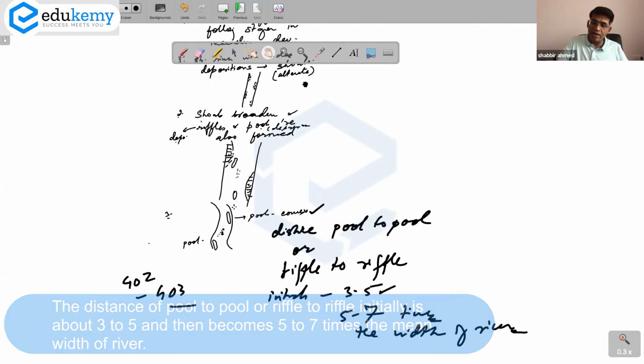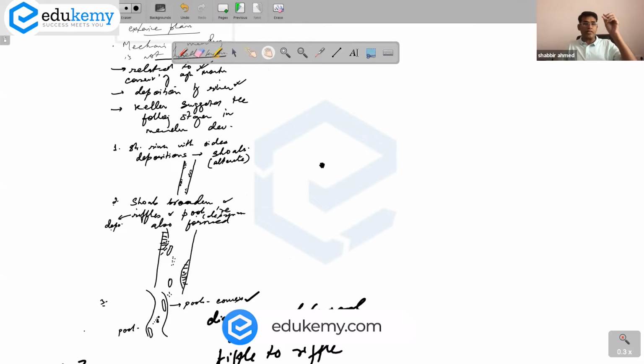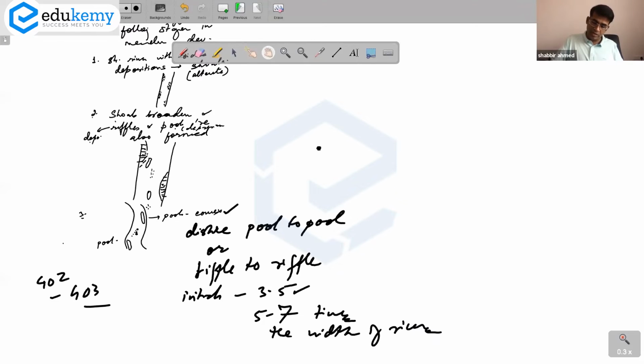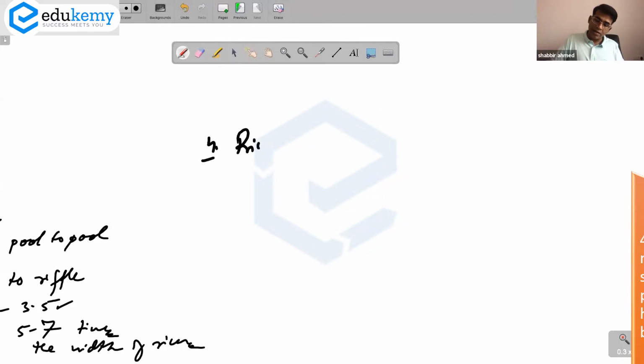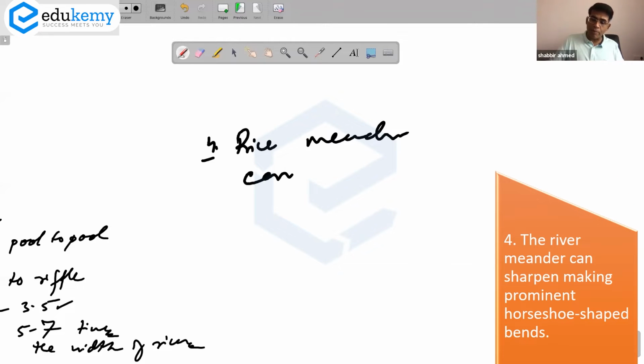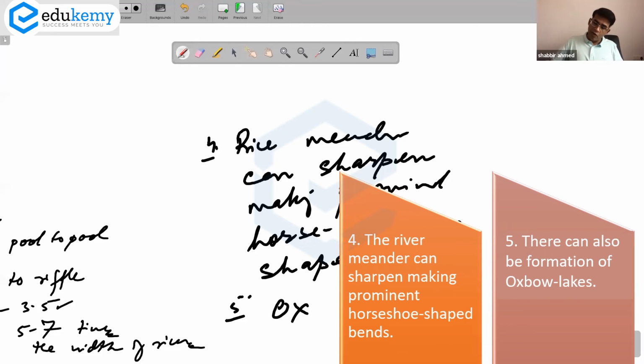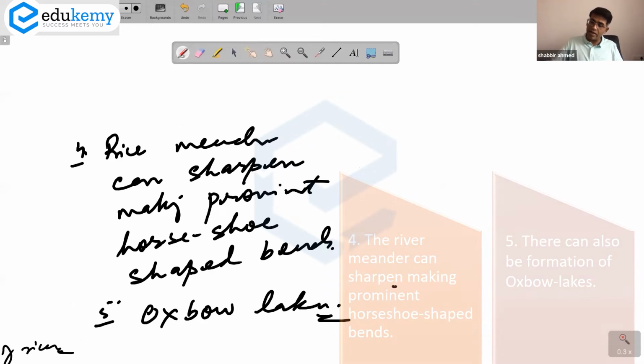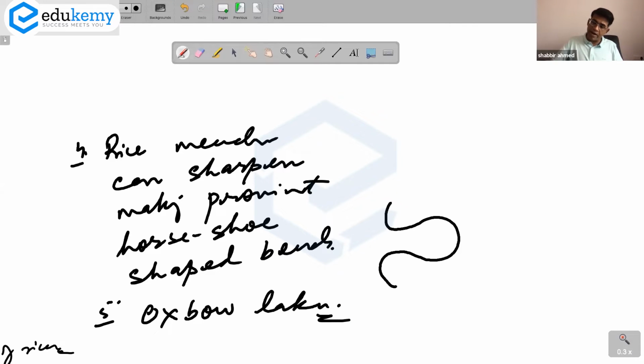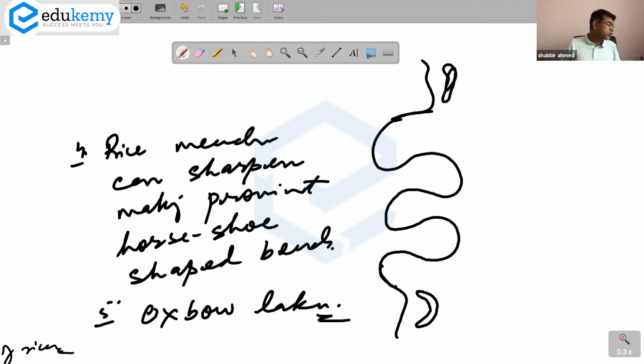Remember, we are trying to write down the keywords. And finally, the river meandering. The next stage, number 3, says that the river meander can sharpen, making prominent horseshoe shaped bends, and there can also be formation of oxbow lakes. In this case the river has taken a very sharp bend like this. In some cases we can also have oxbow lakes. You have some diagram on page 404 also.